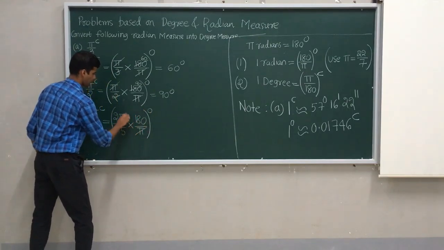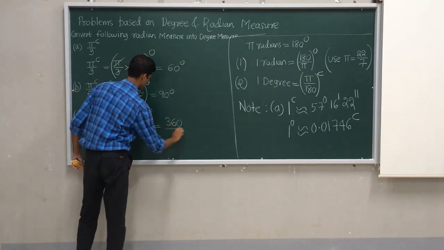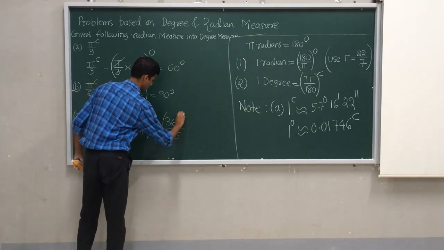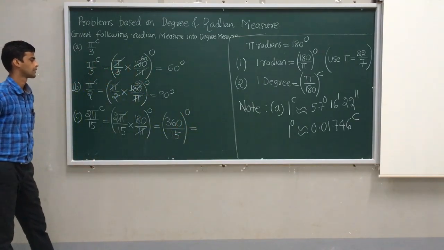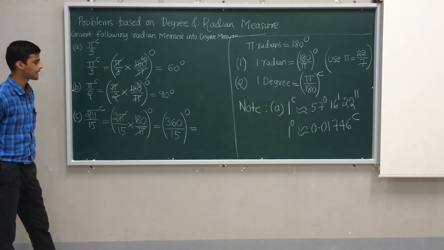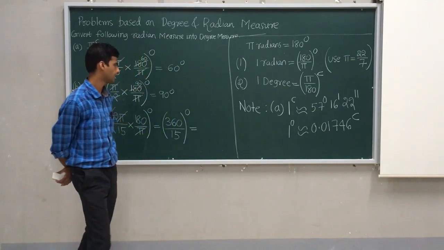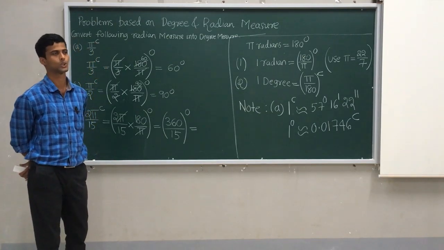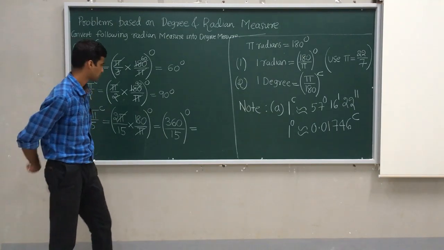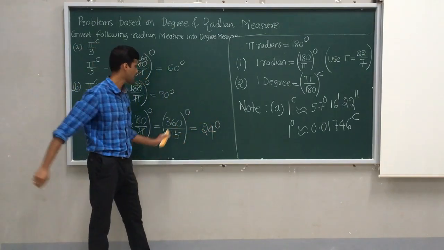Degree. Pi cancels. 180 twos are 360. So 360 by 15. 15 twos are 300, and another 15 fours are 60. So it is nothing but 20 plus 4, 24. So 360 by 15 is nothing but 24 degrees, because 15 times 24 is 360.